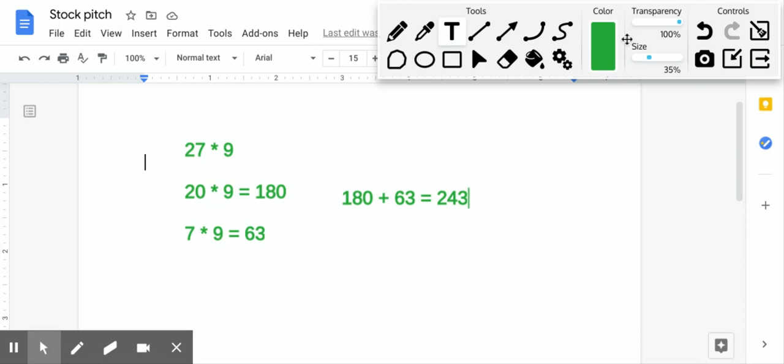So yeah, that's it. That's how you can do multiplication in your head. That will be a lot faster than doing it on paper.